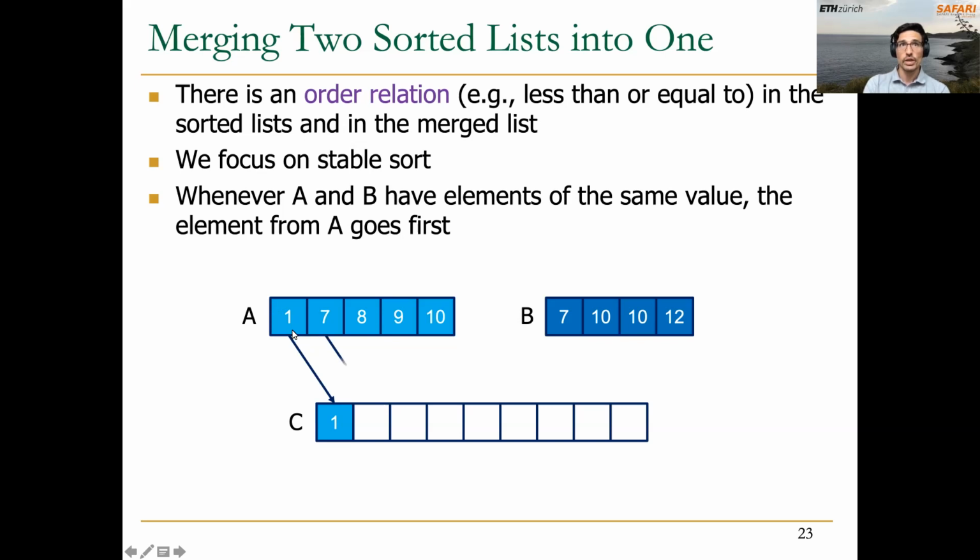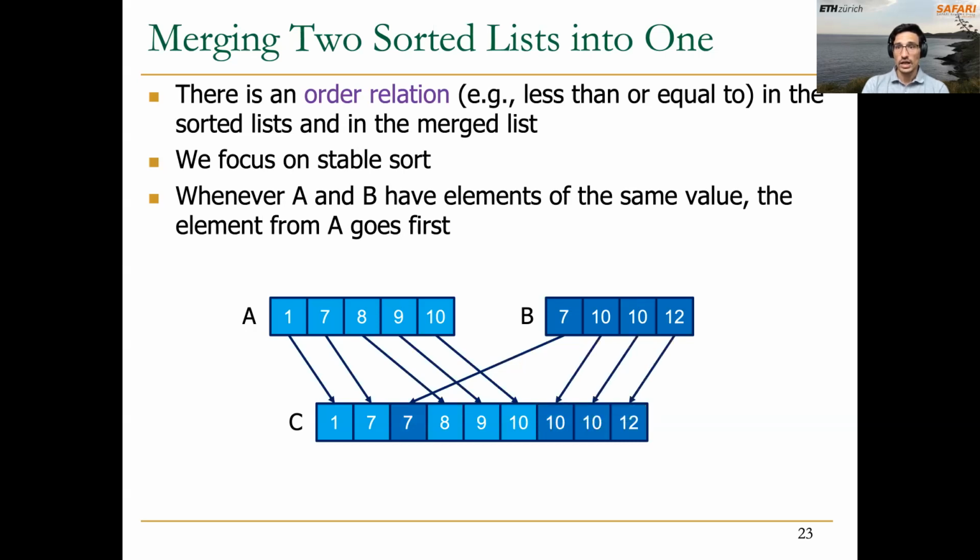So we place this one, then we place this 7. Observe that this 7 is also equal to this 7 here. But due to the fact that we assume that elements of A go before elements of B, we first place this 7 in the output array C, then the next 7, and then these 3 elements, 8, 9, and 10 from array A, and finally the last 3 elements from array B.